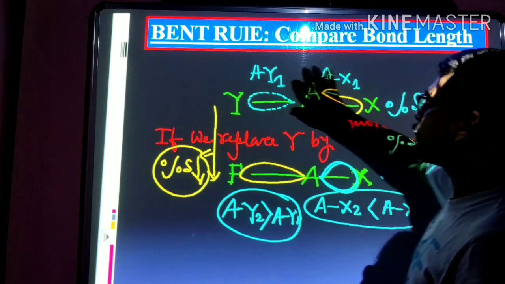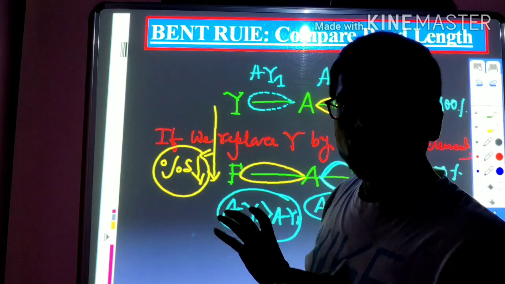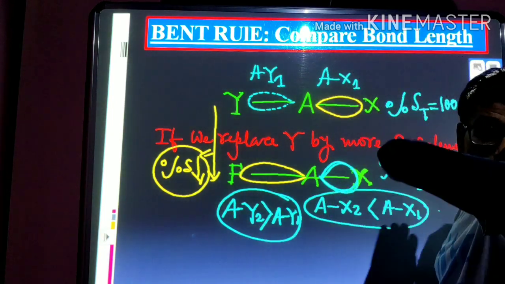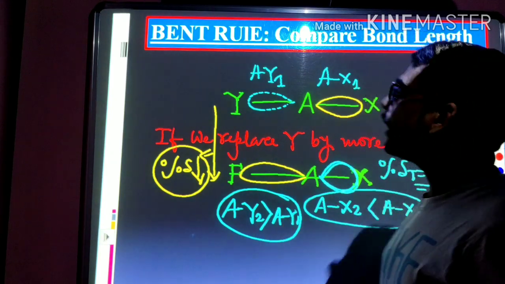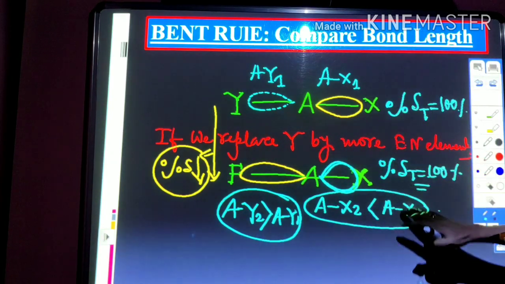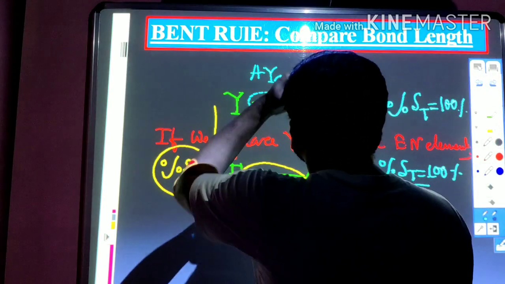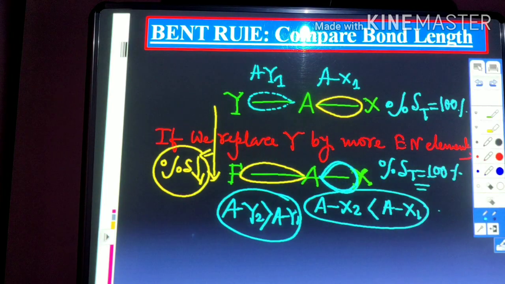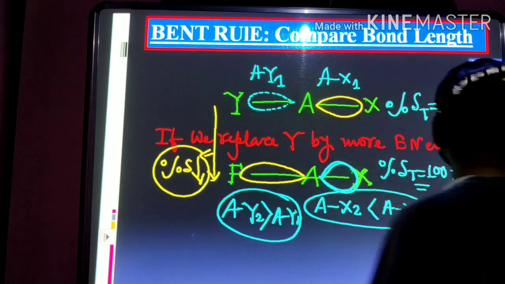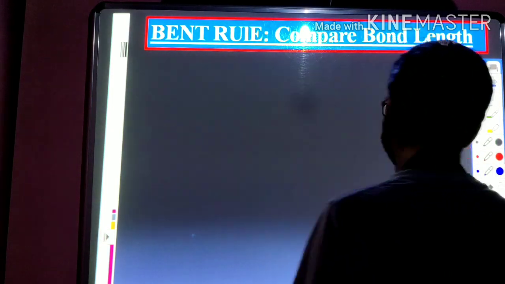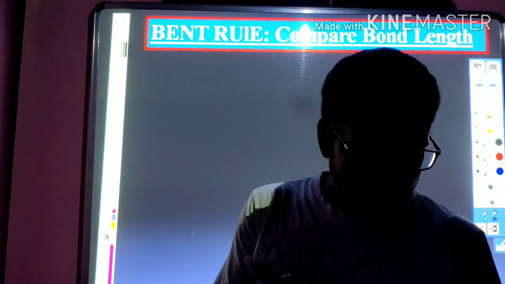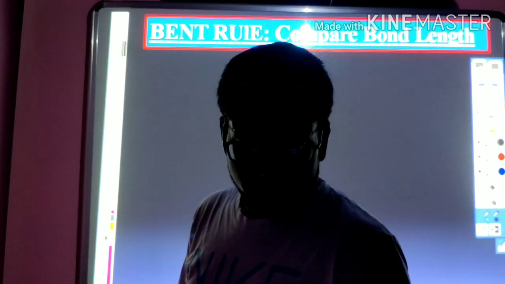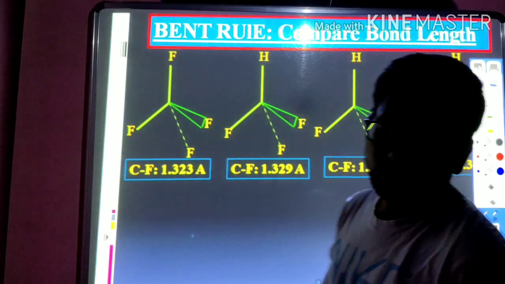See, if you clear this point, then it will be very easy to compare the bond lengths which I showed you earlier. Okay? So this is okay? No problem? Okay. And now, move to one example and we will see that example.